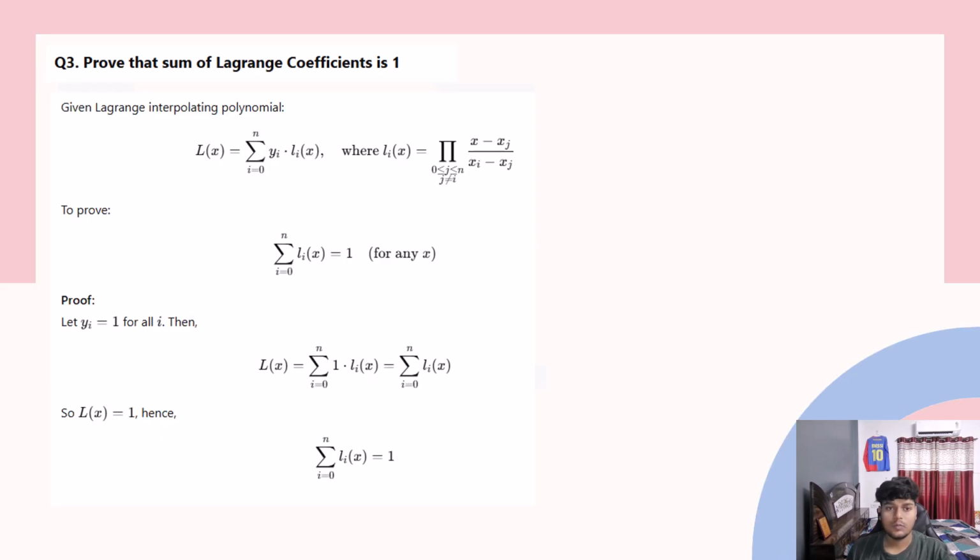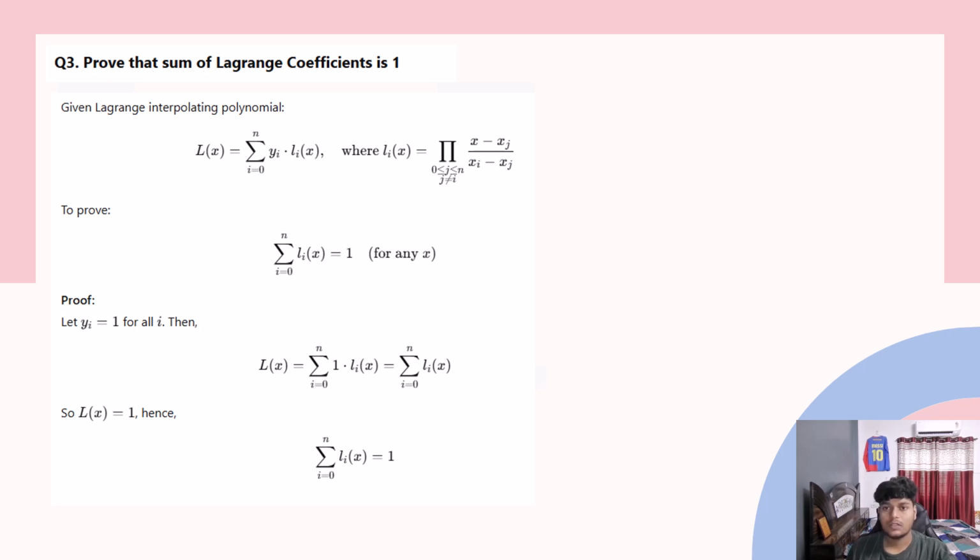Question 3 asks us to prove that the sum of Lagrange interpolation coefficients is 1. Lagrange interpolation expresses a polynomial p(x) that passes through points (xi, yi) as the sum of yi times Li(x), where Li(x) is the Lagrange basis polynomial. To prove the sum of coefficients equals 1, consider the polynomial p(x) equals 1, a constant function. Since p(x) equals 1 passes through all points, we can write it using Lagrange interpolation.